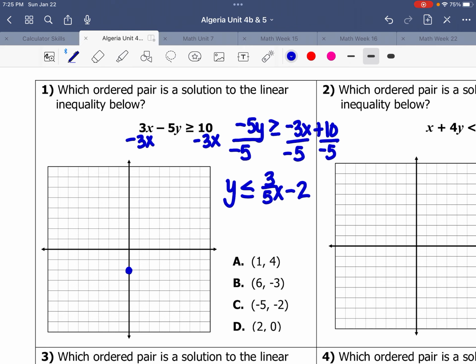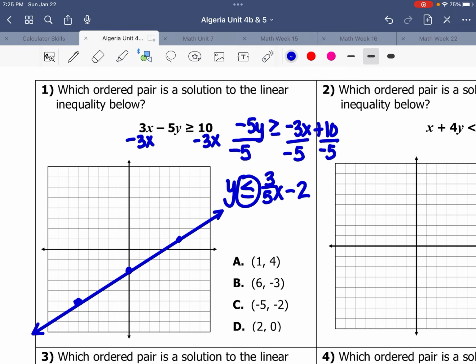1, 2, 3, 4, 5. And that's about as far as I can go there. And I'll go backwards, down 3, and backwards 5. 1, 2, 3, 4, 5. And that's about as far as I can go there. Because the symbol is or equal to, this is a straight line. A straight line going through here, something like that.